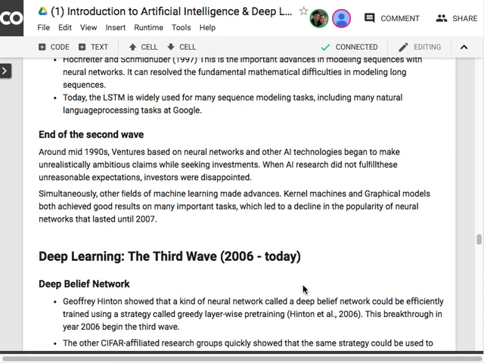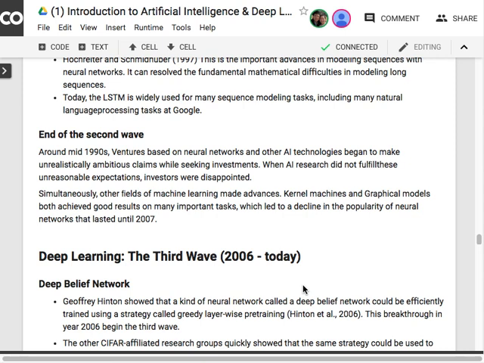So the investors in Silicon Valley at that time, the 1990s, Silicon Valley existed already, and alternate technologies began to make unrealistically ambitious claims while seeking investment, but none of them could do it perfectly. So the investors were disappointed and pulled out their funds, so a lot of projects were closed down.